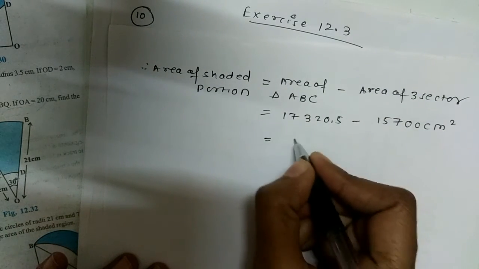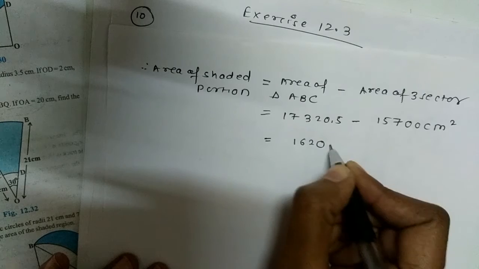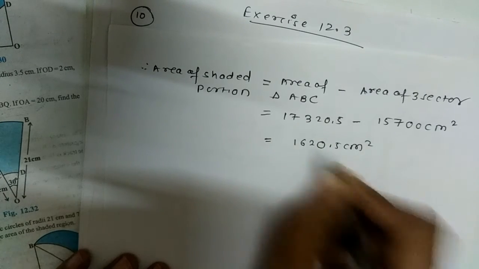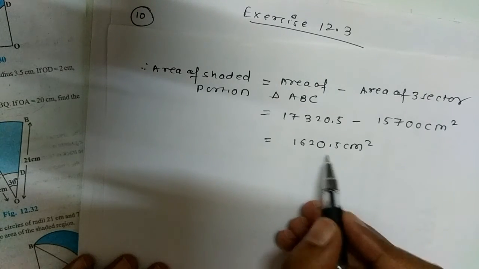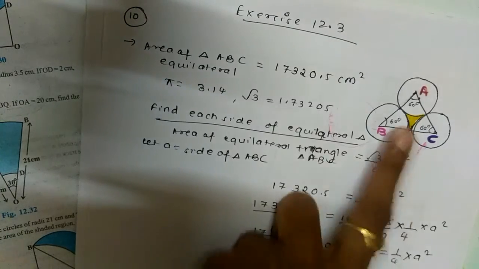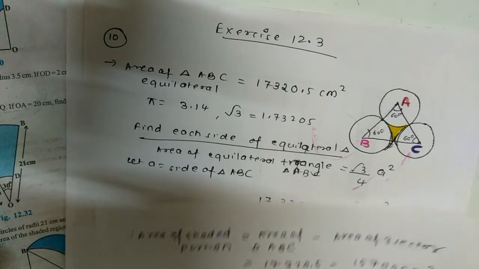So finally you will get the answer as 1620.5 centimeter square. This is the area of this shaded portion. I hope you understood the method and the formula which you have to apply here.